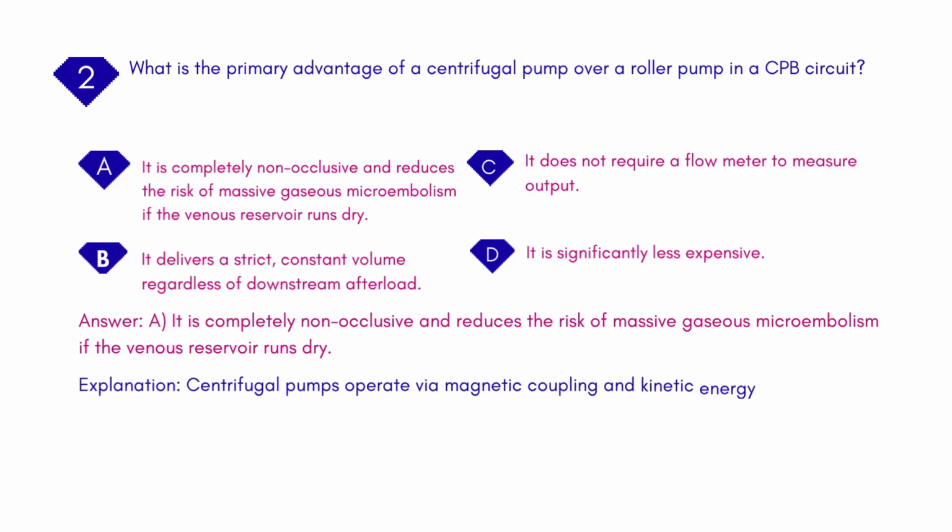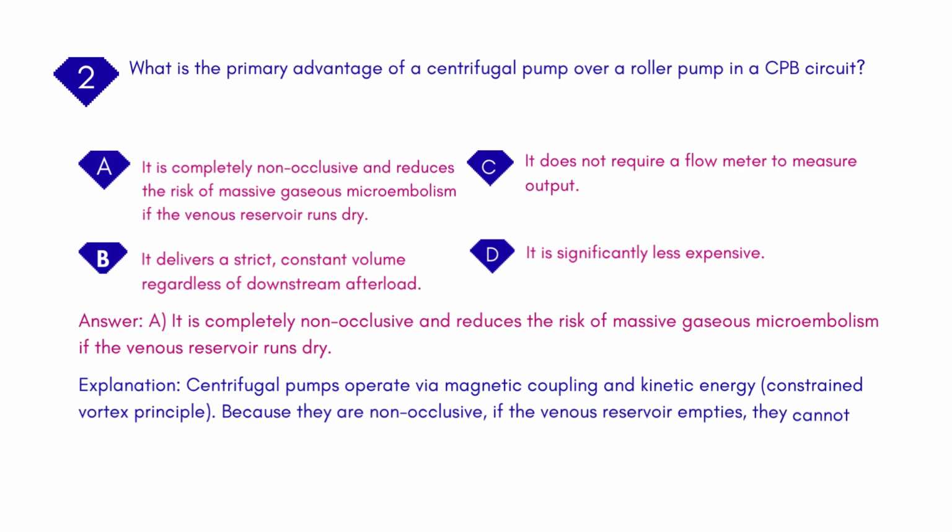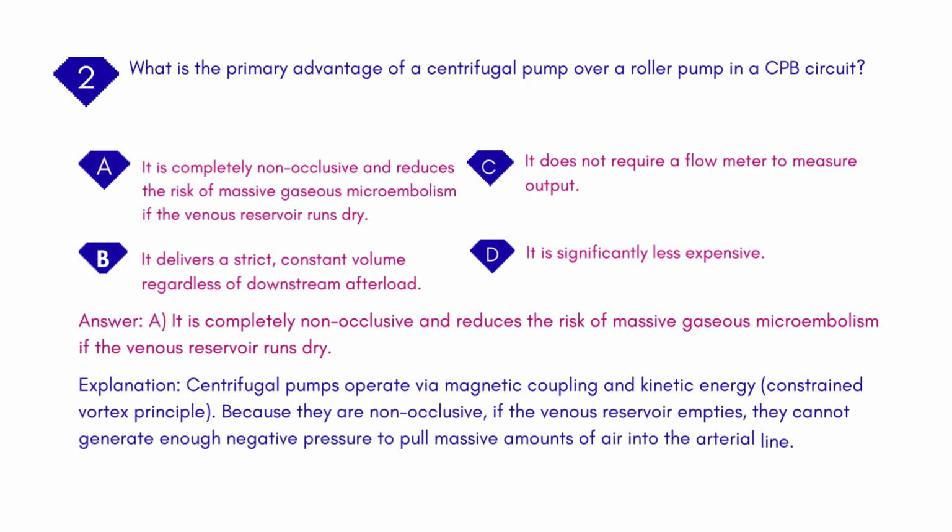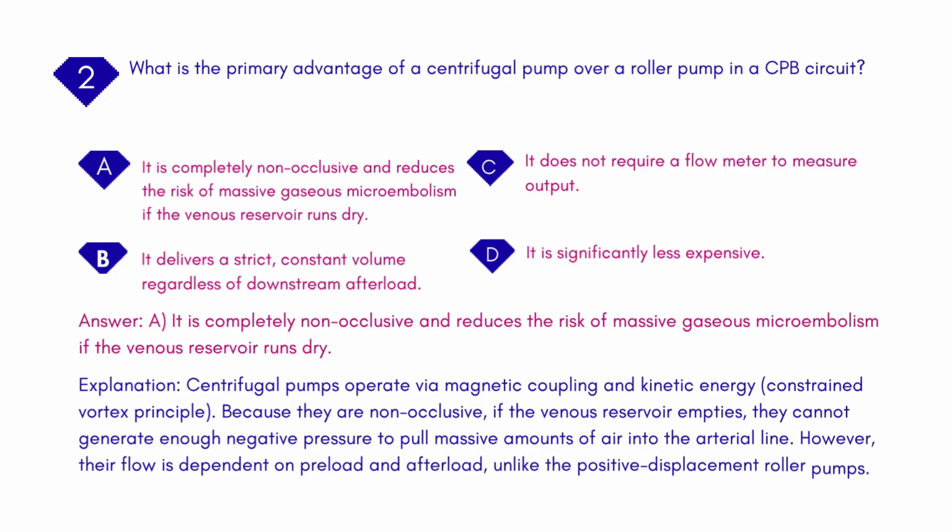Explanation: centrifugal pumps operate via magnetic coupling and kinetic energy, the constrained vortex principle. Because they are non-occlusive, if the venous reservoir empties, they cannot generate enough negative pressure to pull massive amounts of air into the arterial line. However, their flow is dependent on preload and afterload, unlike the positive displacement roller pumps.